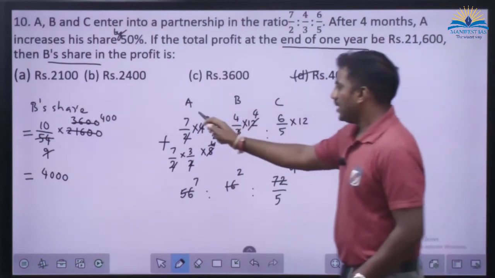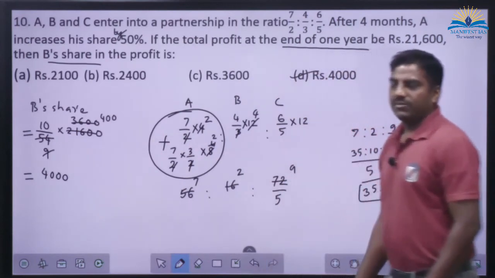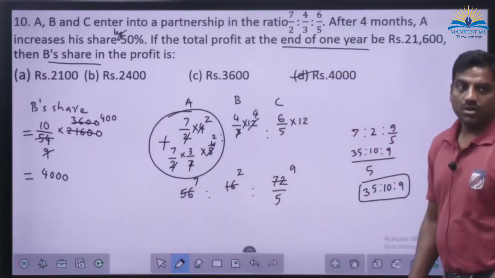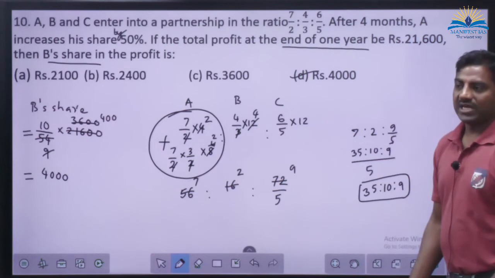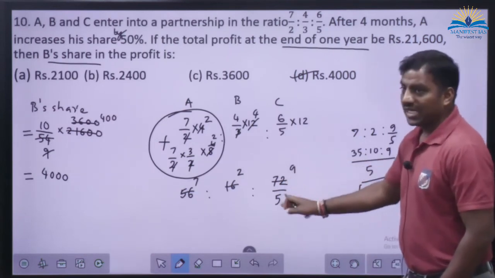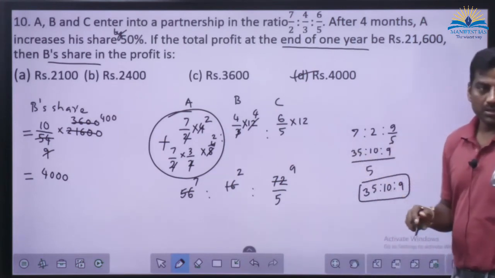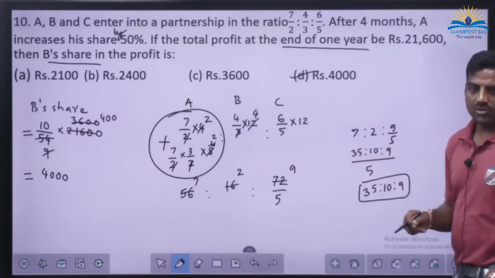The only thing here is that you should know this calculation. For 4 months, 7 by 2. For another 8 months, 1.5 times of 7 by 2. Then you have to get the ratio. Then you have to cancel. Then you have to convert that fraction into a whole number by taking the LCM. Okay.